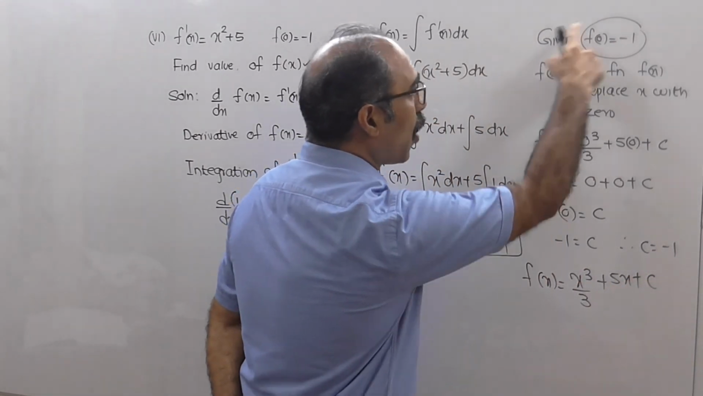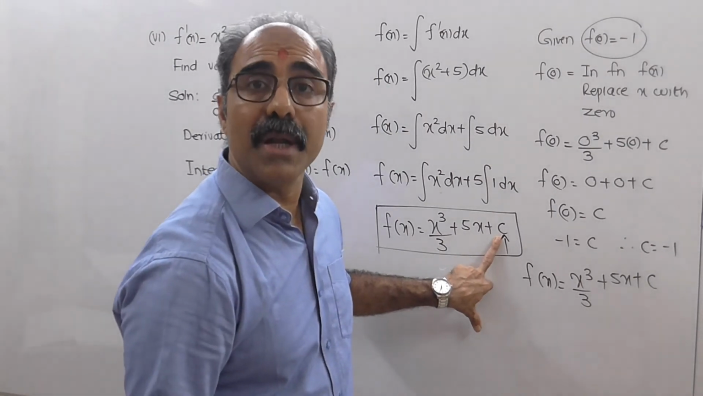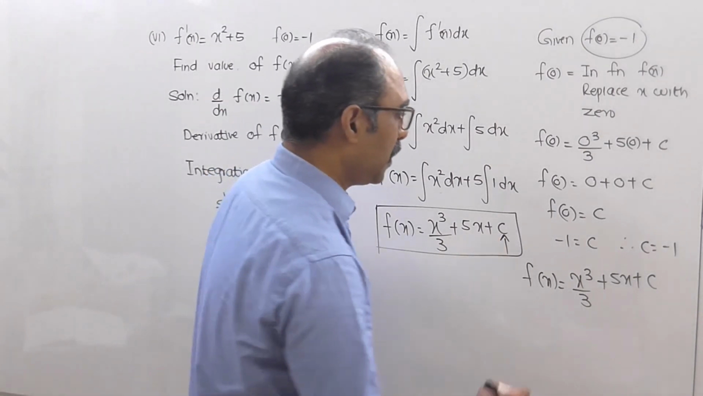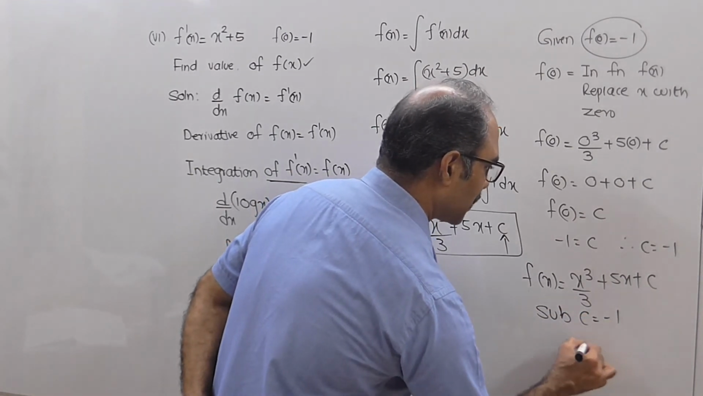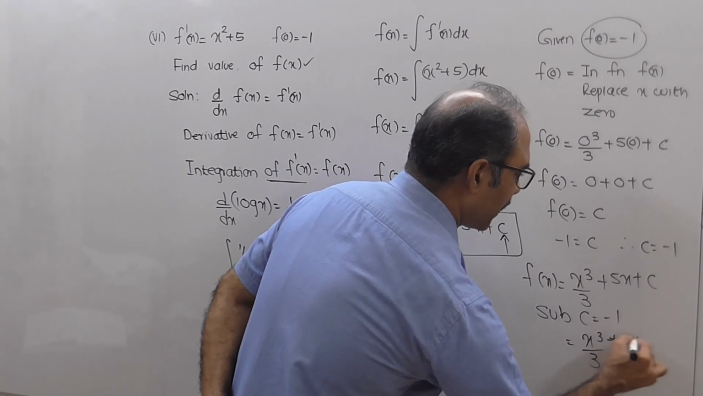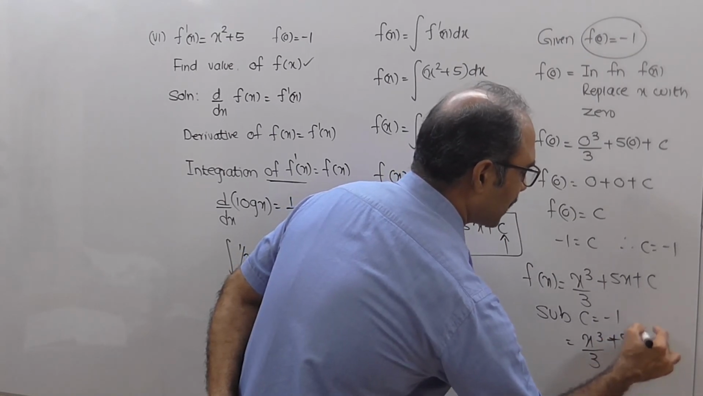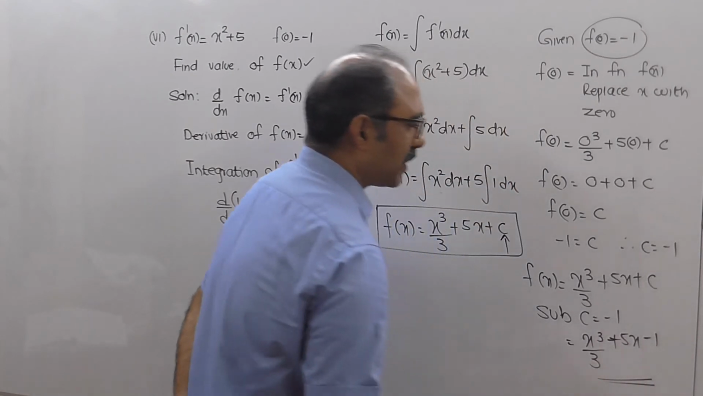Why did I do all this? Because I wanted to find the value for c. Now having found the value of c, what I will do is I will substitute c equal to minus 1. I get this as x cube upon 3 plus 5x plus c. Plus c means plus into minus 1. I think the answer will be minus 1. Please copy.